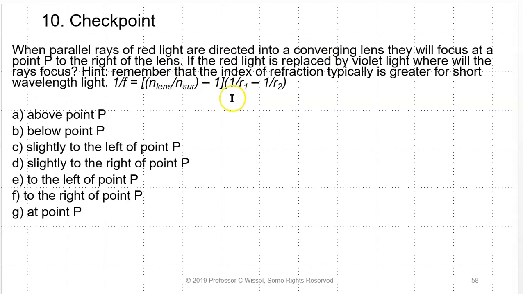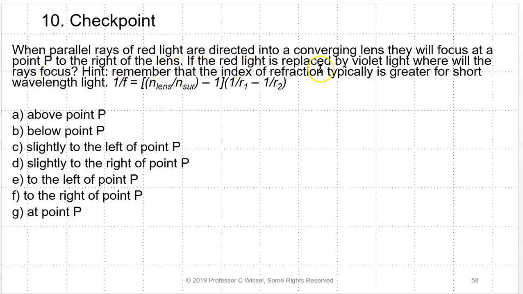When parallel rays of red light are directed into a converging lens, they will focus at a point P to the right of the lens. If the red light is replaced by violet light, where will the rays focus? Hint, remember that the index of refraction typically is greater for short wavelengths. So typically, red light is going to focus further out than violet light will. And it's still going to focus along the central axis.